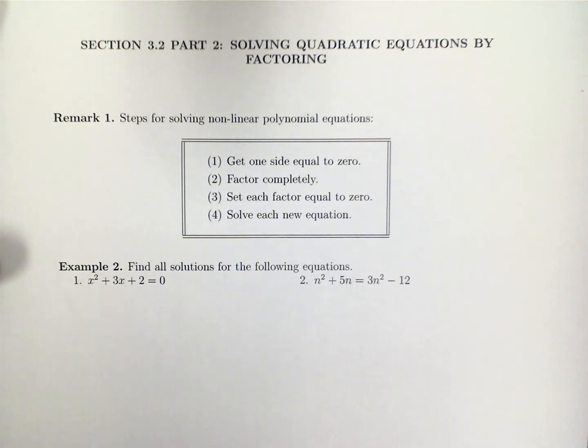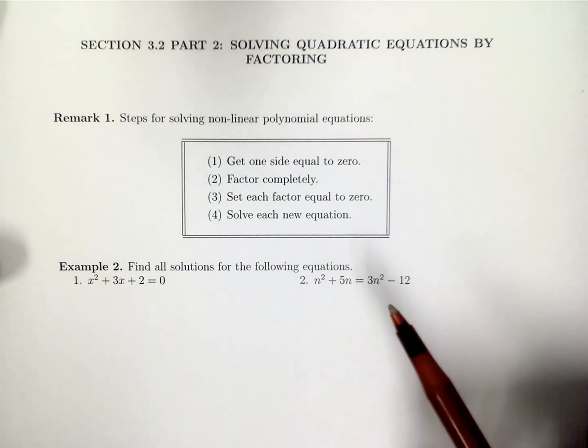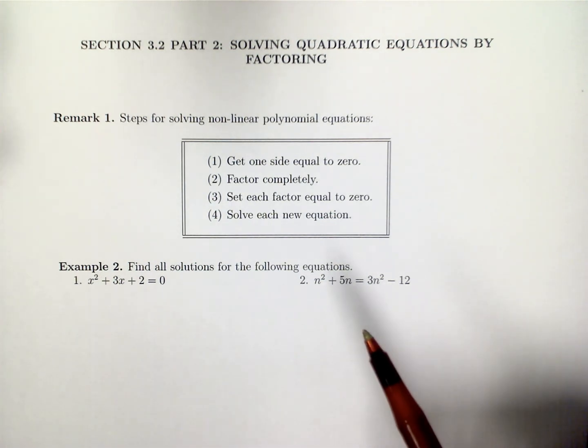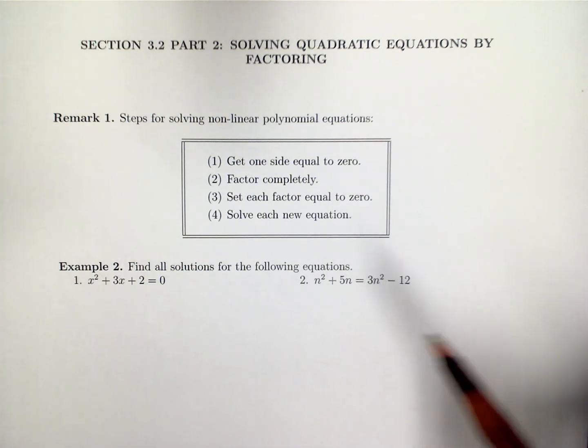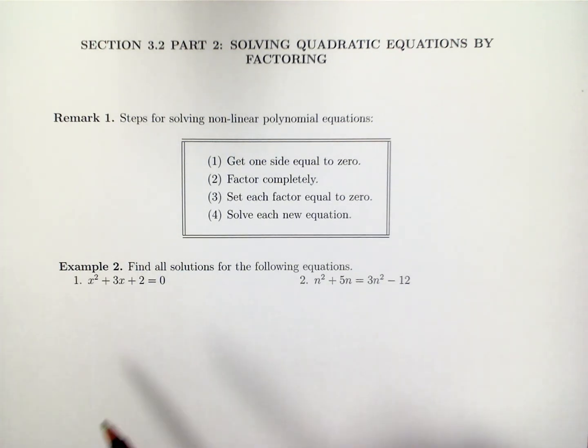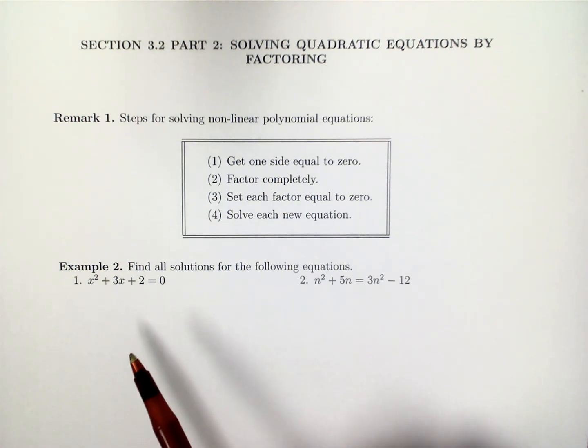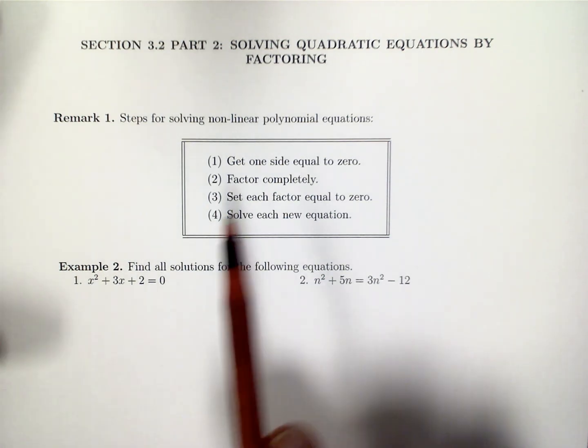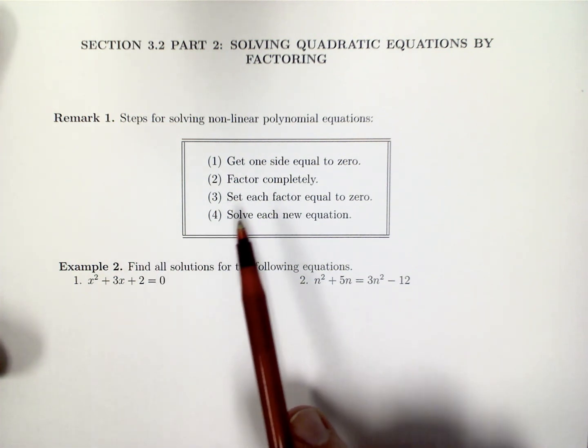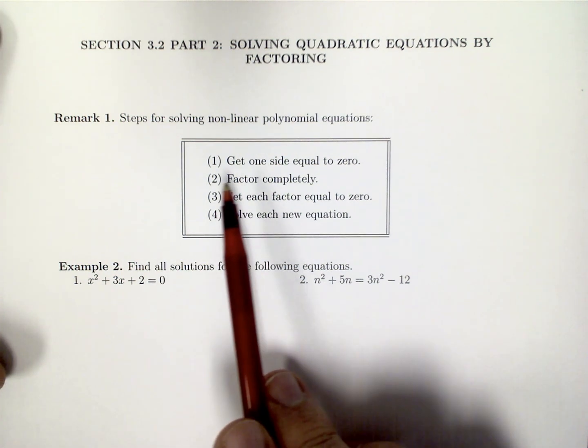So in the last lecture, at the end of it, we discussed the zero product property. And the cool thing about the zero product property is if you had multiple factors equal to zero, you could set each of those factors equal to zero and then solve. So that led us to believe that factoring might be a reasonable way to solve.